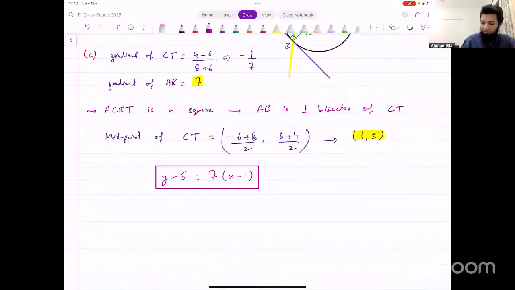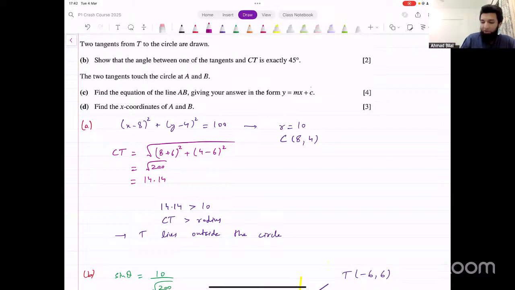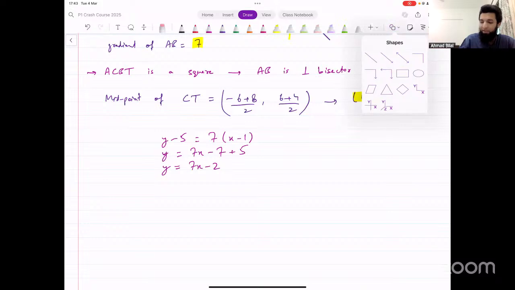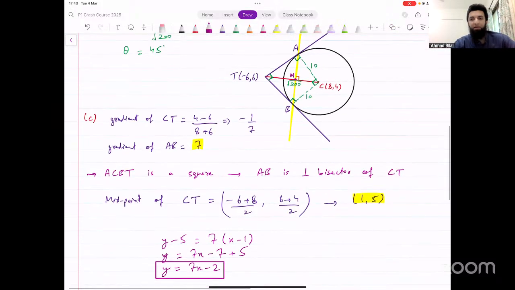And that's our final result. Okay, that's not the final result because they want us to write the equation in y equals mx plus c form. Let's simplify this. It becomes y equals 7x minus 7 plus 5, which gives us y equals 7x minus 2. And that is your final result. This is the equation of the line AB. That's part C. Now, let's look at the last one quickly.